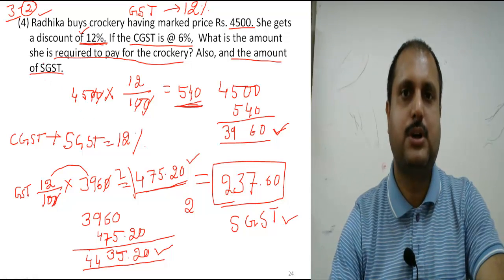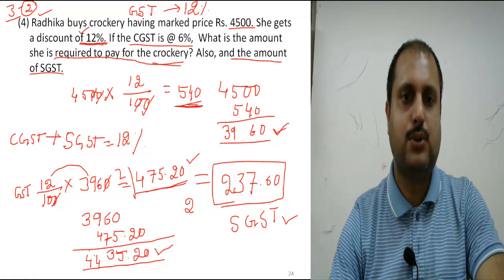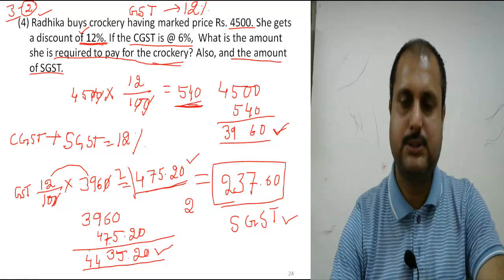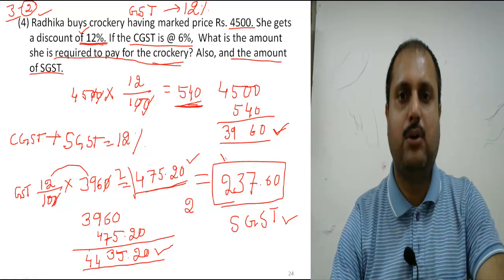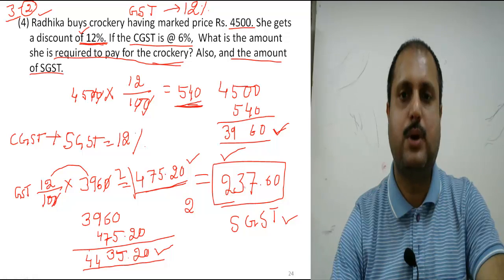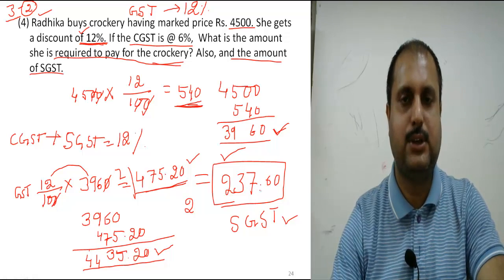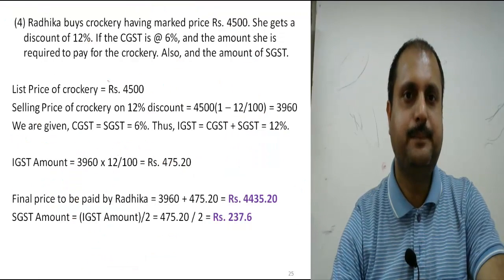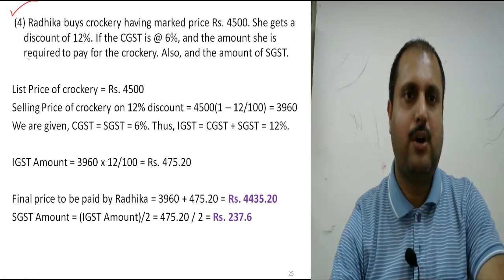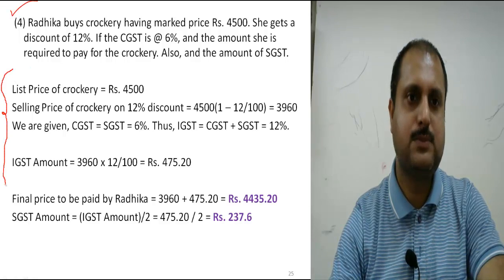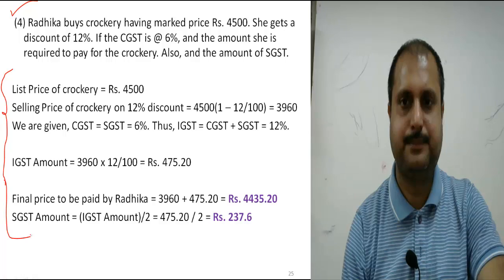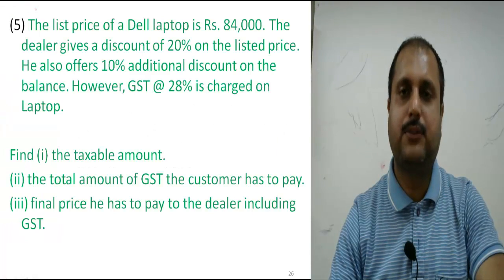It is asking how much Radhika has to pay for the crockery. She has to pay 4,435 rupees and 20 paise in total after including the GST, and the amount she has to pay for SGST is 237 rupees and 60 paise. I hope this question is clear for everyone. This is the total explanation, and you will write the answer in this manner. So let's move to our next question. I hope question number 4 is clear.